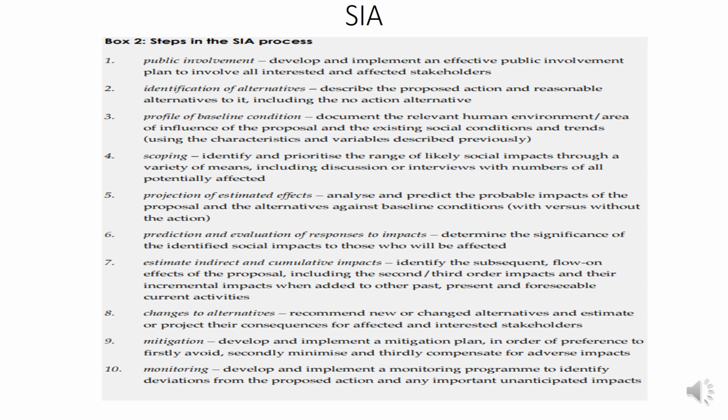Those are things that you also need to consider. Just like in normal EIA, you need to do a proper scoping so that you can identify and also prioritize the range of the likely social impacts through a variety of means. You also have to look at the projection of estimated effects.